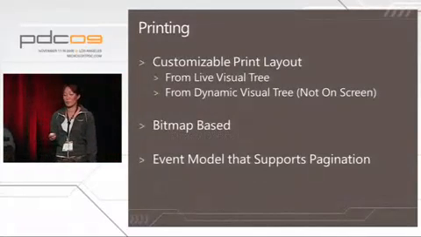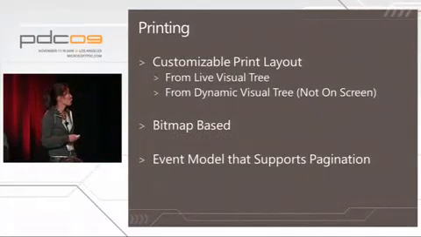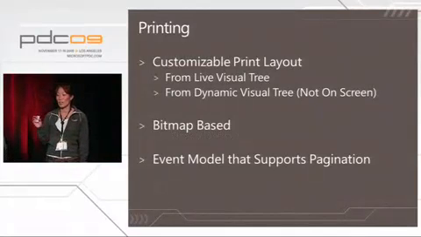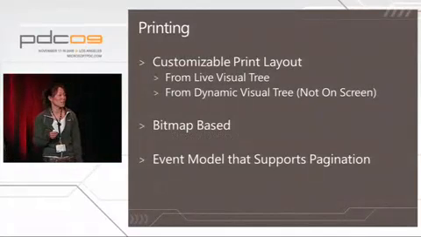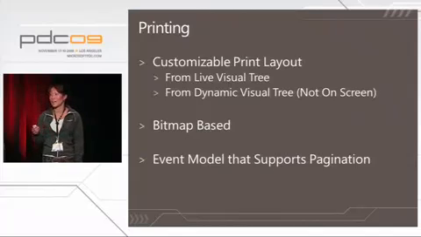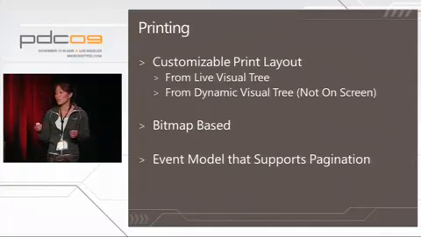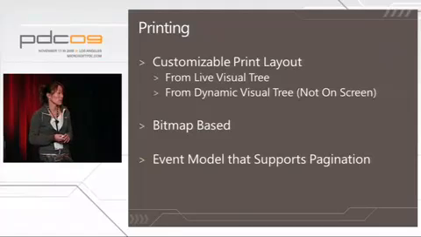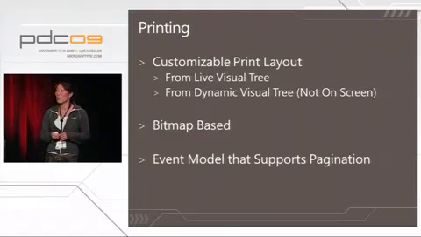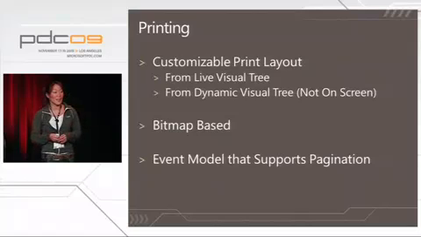So calling out a little bit more about printing. In Silverlight 4, we do allow you to customize whatever shows up in your print. It can be some visuals that you grab from the live tree, or you can create visuals dynamically on the fly that never appear on the screen to the user, but is what you want to show as your actual print document. Silverlight 4 printing is bitmap-based. It's also event-based, and that's how you control pagination if you want it. David Pohl will be going further into this later today in his talk, and I'll give you more information about that later.